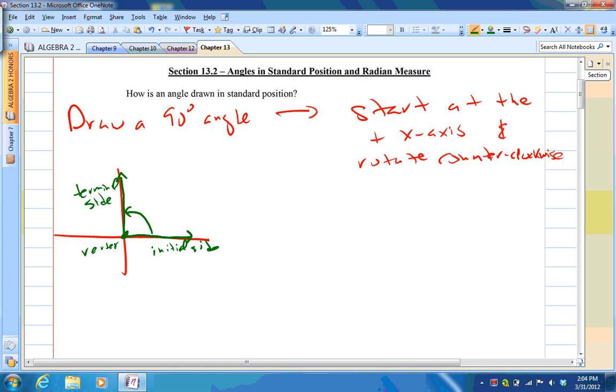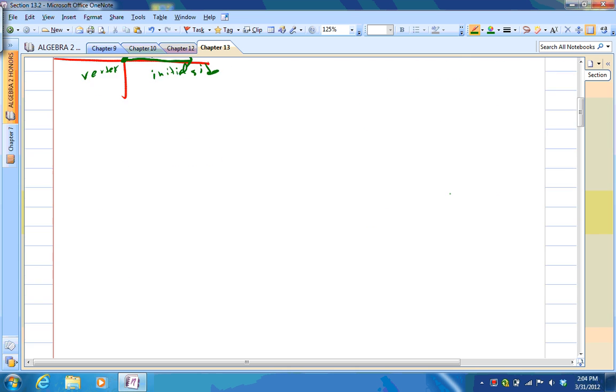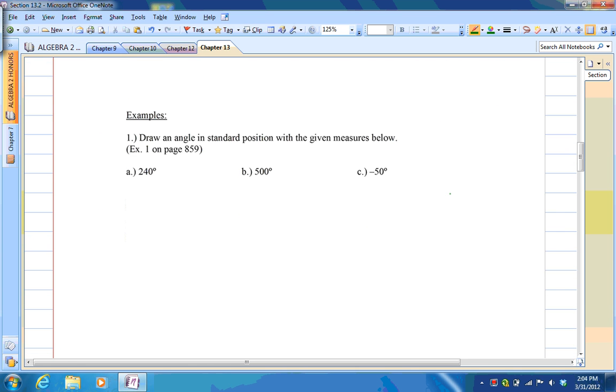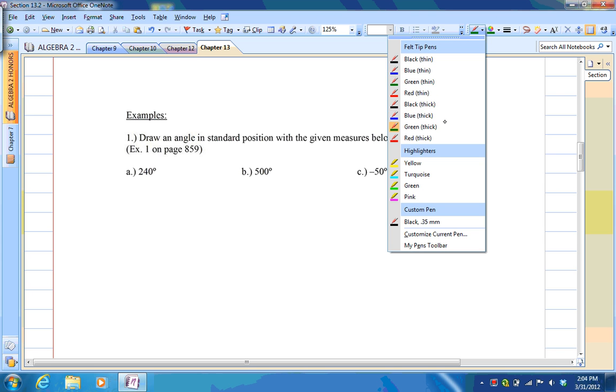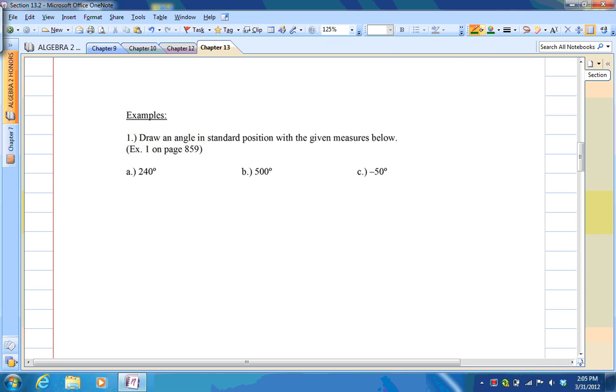So again, an angle in standard position starts at the positive x-axis and rotates counterclockwise, and also the vertex is at the origin. So should be pretty simple. So let's go to an example. Draw an angle in standard position with the given measures below. This is example 1, page 859, if you want to use it as a reference.